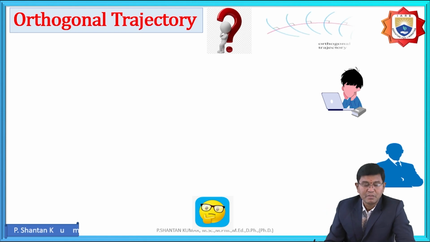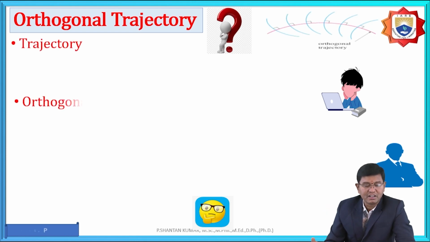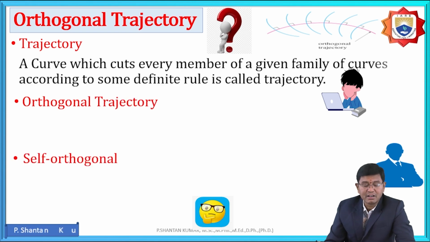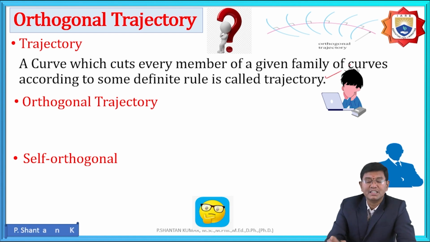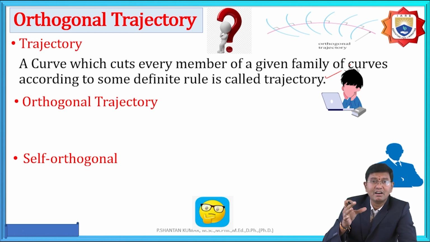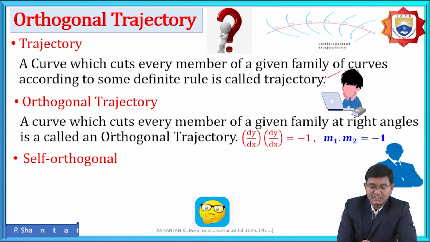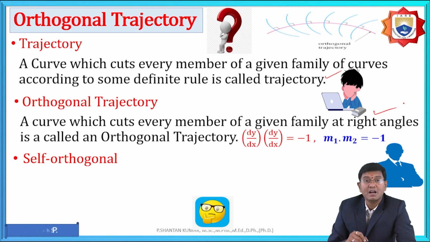Here, a clear concept of the trajectory and the orthogonal trajectory. And under this, what is self-orthogonal? A curve which cuts every member of a given family of curves according to some definite rule is called a trajectory. That is nothing but a curve cutting or touching. And orthogonal, based upon the touching, is perpendicular. A curve which cuts every member of a given family at right angle is called an orthogonal trajectory.